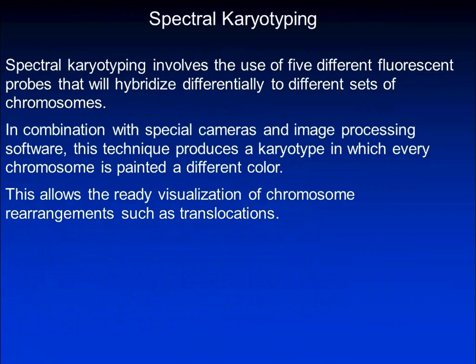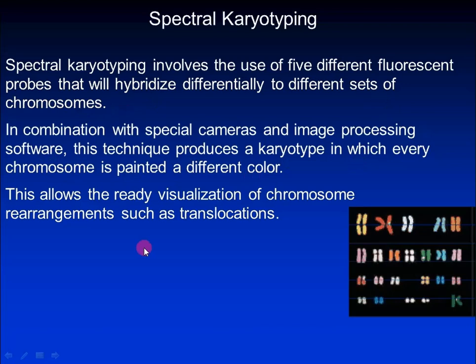Spectral karyotyping involves the use of 5 different fluorescence probes that will hybridize differently to different sets of chromosomes. In combination with special cameras and image processing software, this technique produces a karyotype in which every chromosome is painted a different color, as shown here.